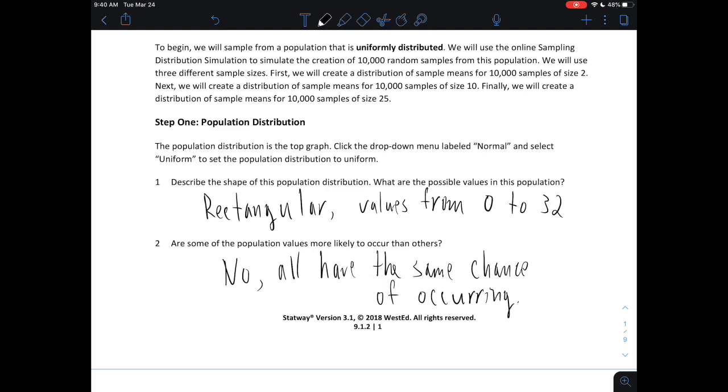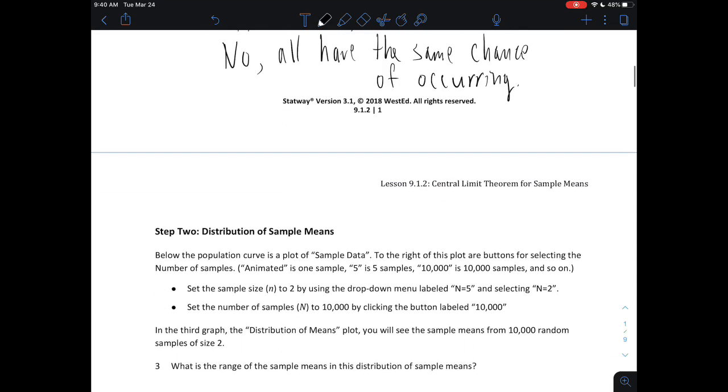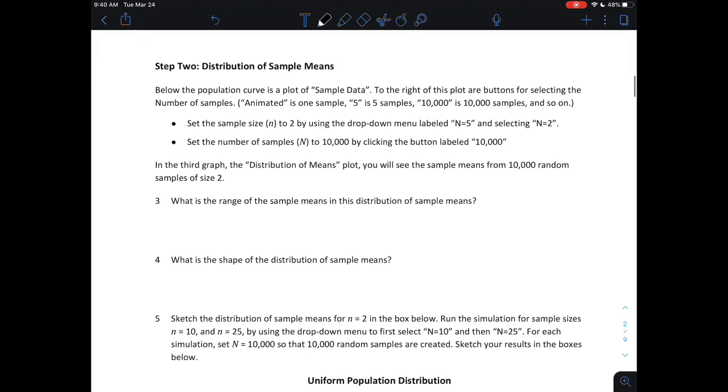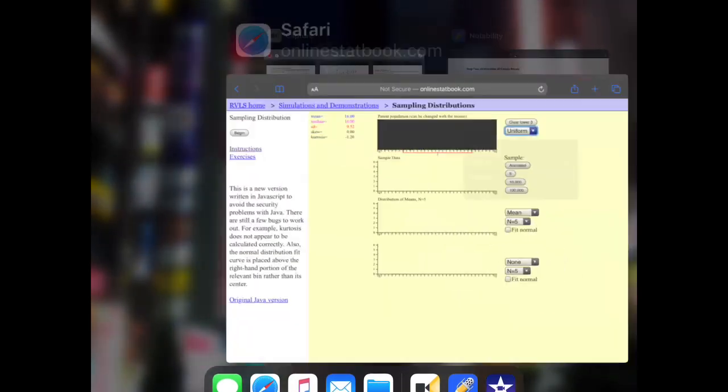All right, turning the page. Step 2, distribution of sample means. Below the population curve is a plot of sample data. To the right of this plot are buttons for selecting the number of samples. Animated is 1 sample, 5 is 5 samples, 10,000 is 10,000 samples, and so on. So going back to our graph here.